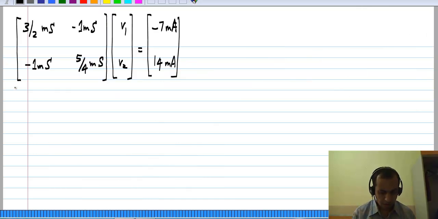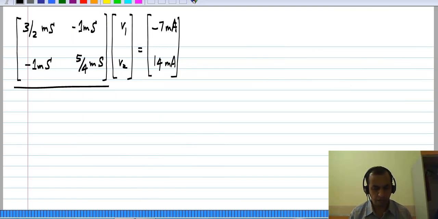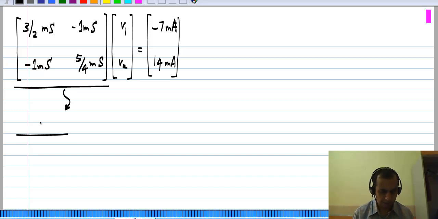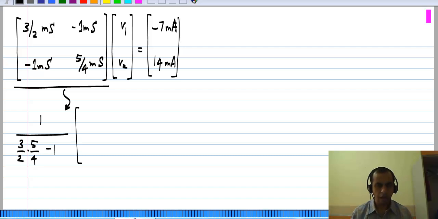Okay. So, now I have to invert this and that's quite easy. I am assuming you know how to do this. In another lesson, I'll discuss matrix inversion briefly, but for now, I'll assume you know how to do this. So, the inverse of this will be 1 over the determinant of this matrix, and for inverting a 2 by 2 matrix, we do this.